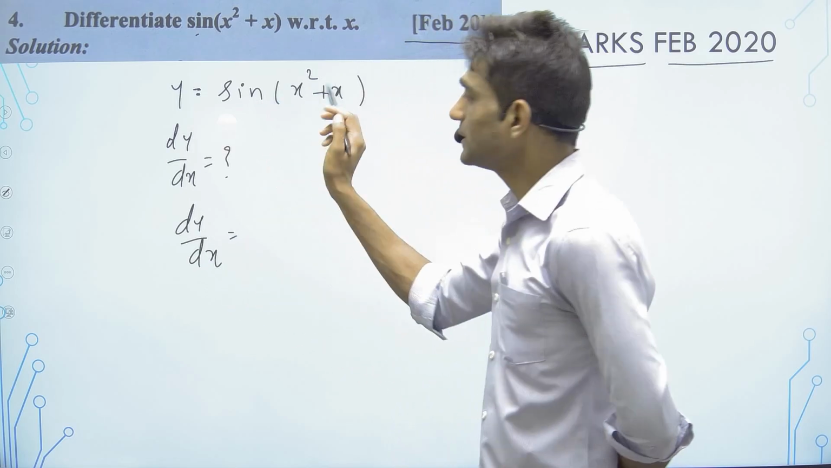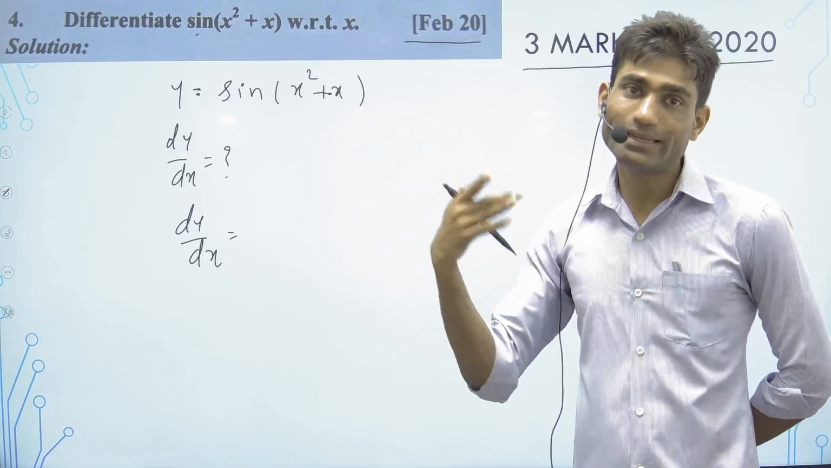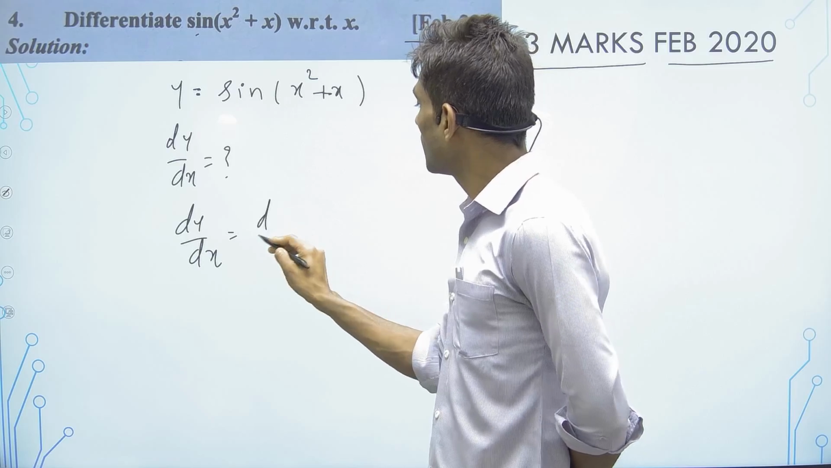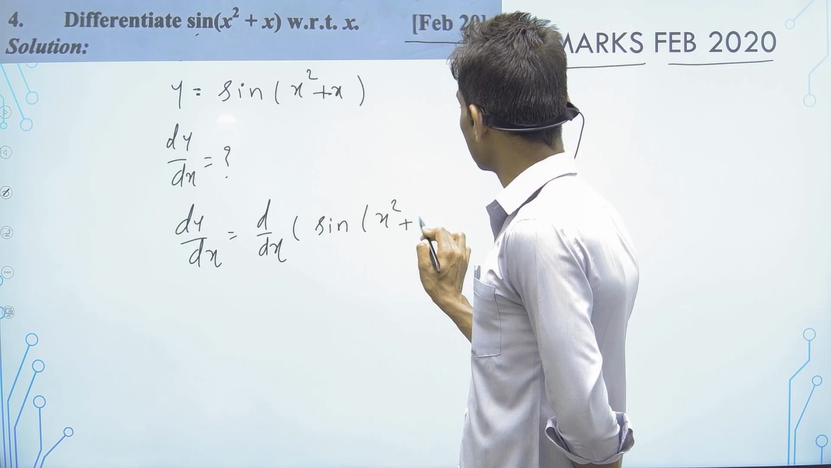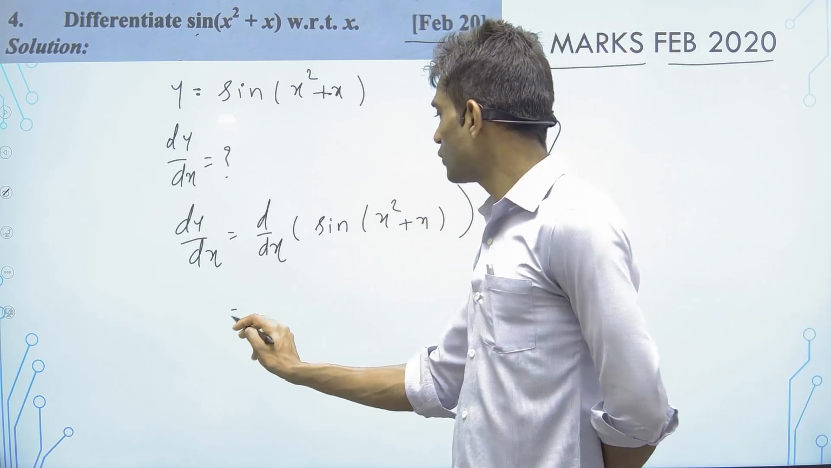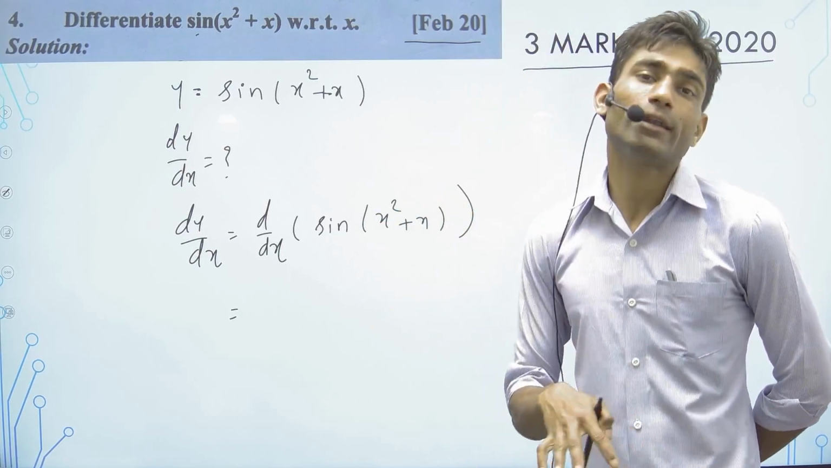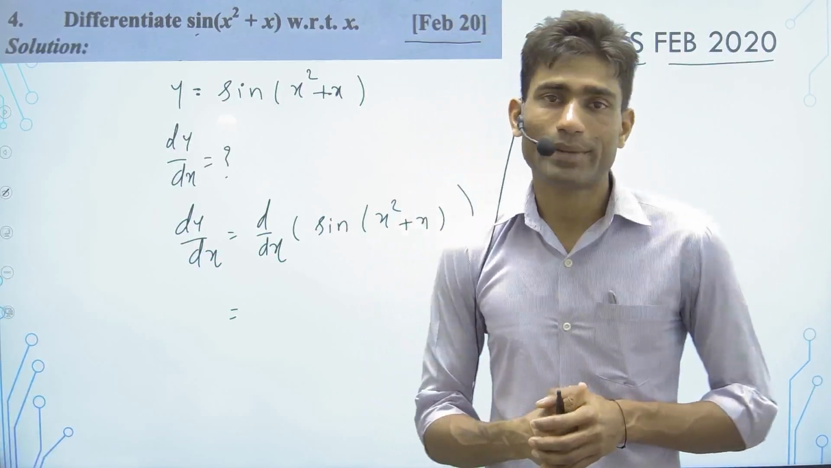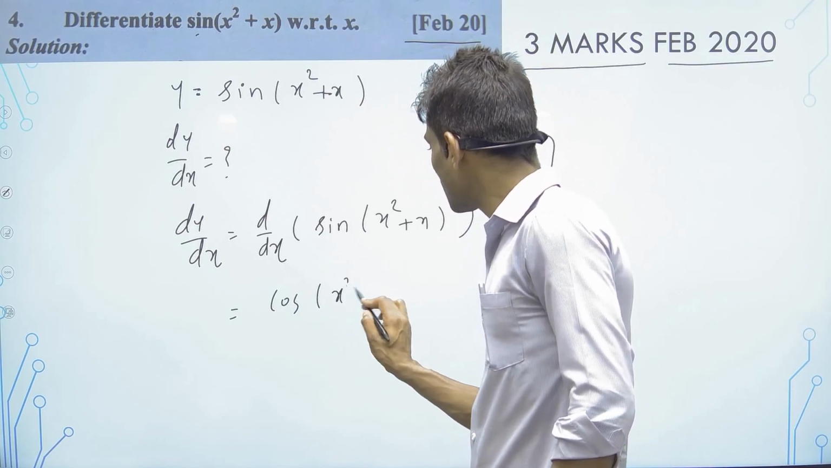Now see that this function is a composite type of differentiation. That means we have to differentiate it till the inside function vanishes. Okay, so d by dx of sine of x square plus x. Now differentiation of sine x is cos, and cos has differentiation minus sine. Okay, this basic formula you need to be familiar with. So sine of x has differentiation cos of x square plus x.